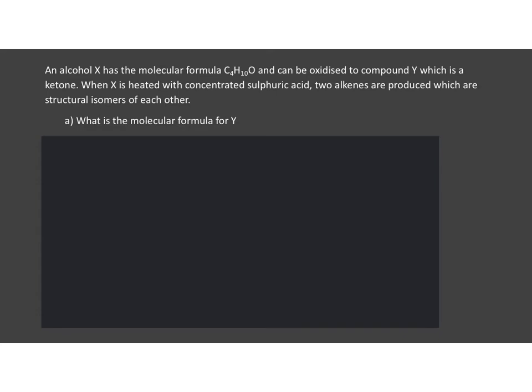So this is a little bit of a cheeky one, so let's see how we go. We've got an alcohol X, and we're oxidizing it to compound Y, which is a ketone. It does require a little bit of thought, but if you do think about it, when you go from an alcohol to a ketone or an aldehyde, you lose 2 hydrogens from the molecule because we form water, and therefore it's just going to be the molecular formula of your alcohol minus 2 hydrogen atoms which you've lost. So let's have a look at that. Here we go.